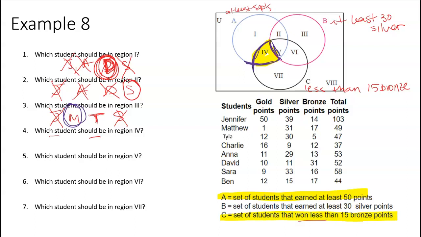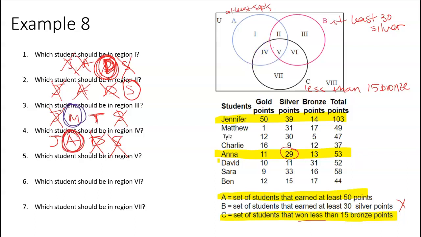So who won at least 50? So we're back to that first group, and we know it's not D. We already used him and we already used Sarah. So now let's look between Jennifer and Anna. So that's really all we have to look at here, Jennifer and Anna. Who fits that criteria? Who won at least 50? So we know they both won at least 50. Who won more than 15 bronze? Well, we know that they both won less. That's how they're in this category. So who did not win at least 30 silver? And that would be Anna. Anna did not win at least 30 silver. So that means that's Anna.